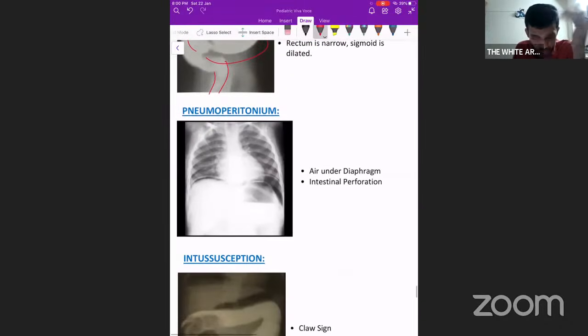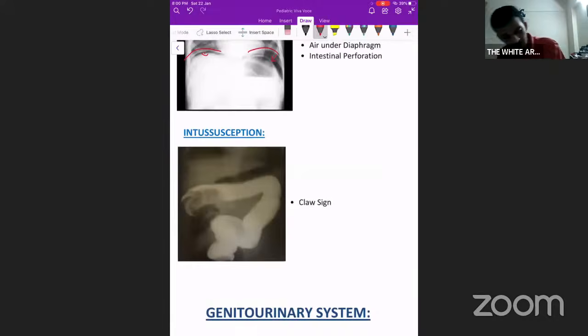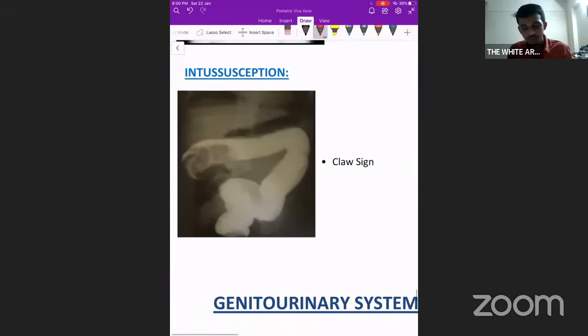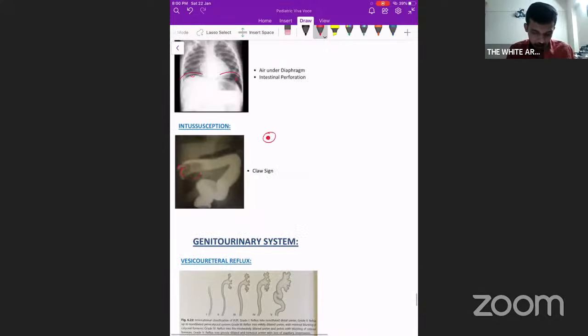Next is pneumoperitoneum. Whenever there is intestinal perforation, there will be pneumoperitoneum, and the characteristic appearance: this is the diaphragm and you have air under the diaphragm. Next is intussusception. In intussusception, you have the target sign in your ultrasound. Okay, and in X-ray you have the claw sign. It appears as a claw because this part has gone inside and this part is like this, so you get the claw sign. Okay, this is what you get in intussusception.